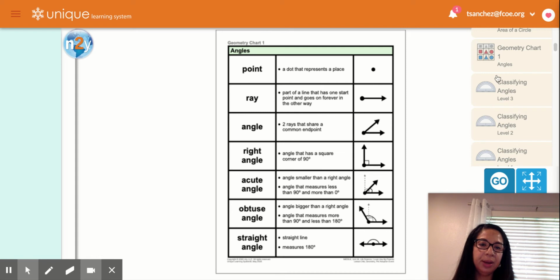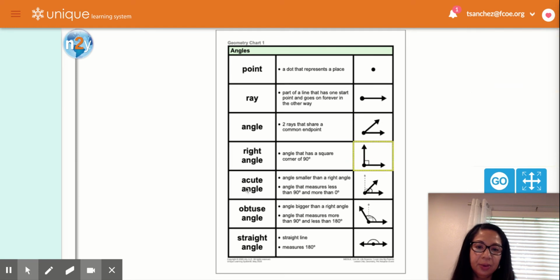Remember that we work on classifying angles in class. We do the worksheets where we have to decide: is it a right angle like this? Right angle. Or an acute angle, which looks like this. Or an obtuse angle. Remember, a right angle has a square corner of 90 degrees.